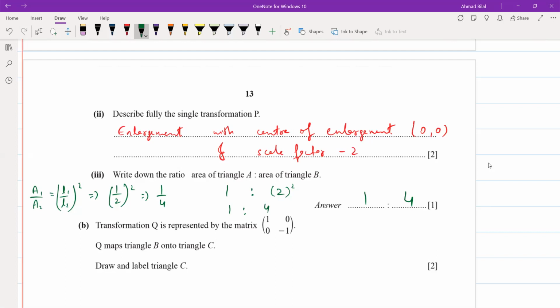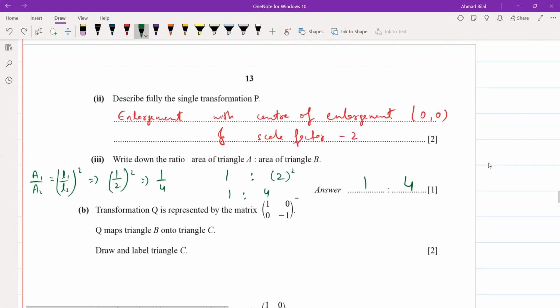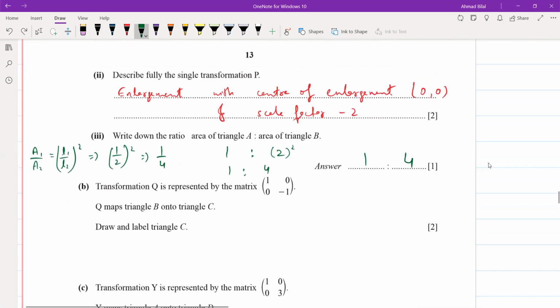Now there's another transformation. Transformation Q is represented by this matrix 1, 0, and 0 minus 1. Now Q maps triangle B onto triangle C, draw and label triangle C. ठीक है, again one possibility is कि आप figure out कर लें कौन सी transformation है. You have the matrix given, you figure out कि कौन सी transformation. ठीक है, so let's figure out. So मुझे भी याद नहीं है सारे matrices, तो इसका तरीका क्या होता है figure out करने का जल्दी से. You have 1, 0.